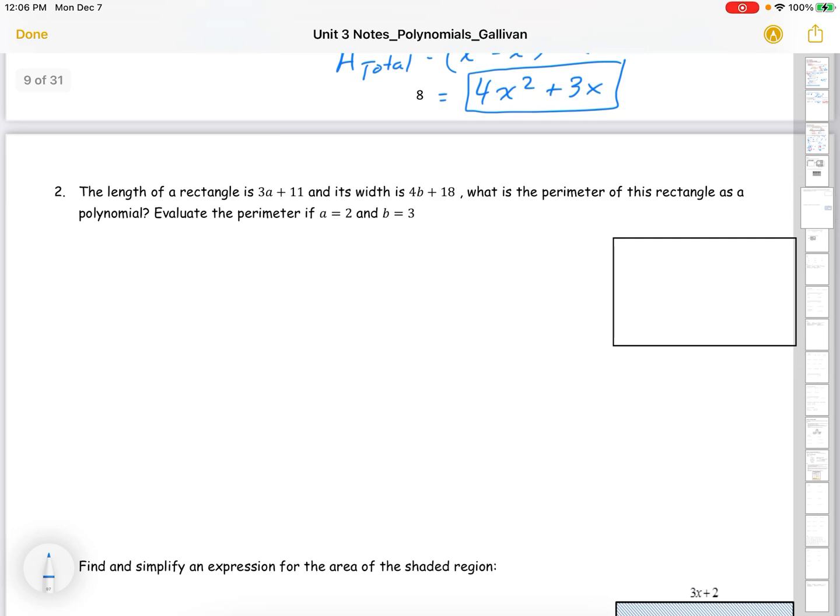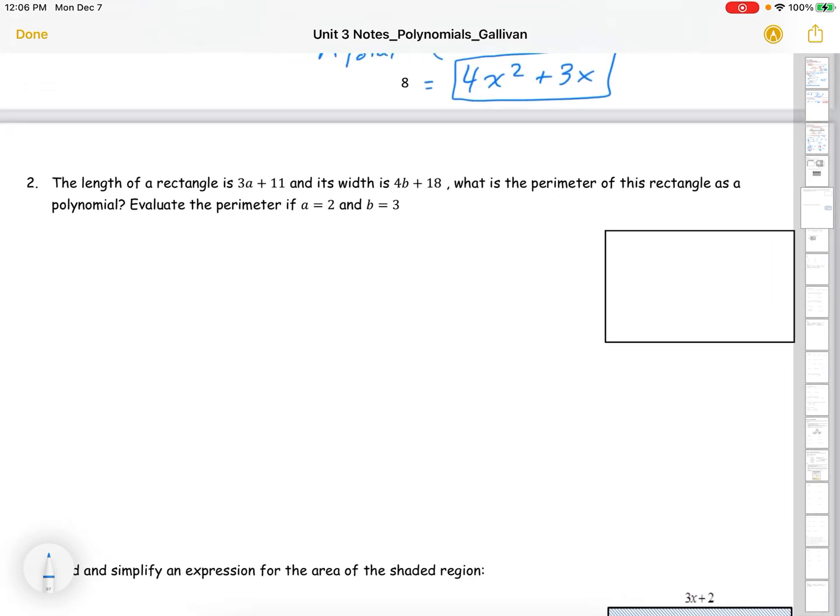Okay. The length of a rectangle is 3a plus 11, and its width is 4b plus 18. What's the perimeter? And then once we get the perimeter as a polynomial, we want to evaluate it. So we're going to do some substitution. First, as a polynomial, it's going to be 2 lengths plus 2 widths.